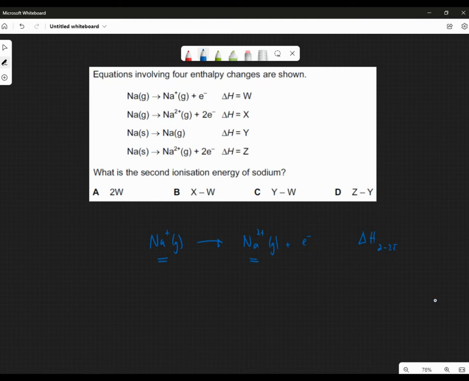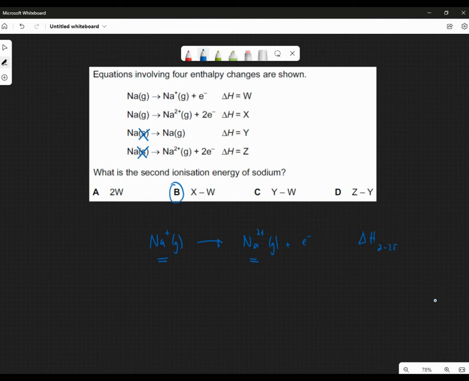I want everything in gas, so I'm not going to use Z at all because there's a solid there. I'm not going to use this one because there's a solid there, and that's nothing to do with ionization. So we're going to manipulate W and X only. Even before I do anything, the answer must be B because they're the only ones with the bits and pieces we need.